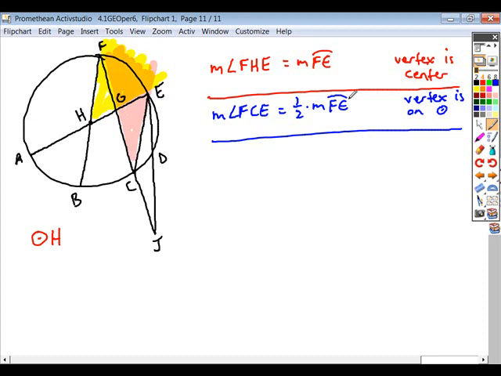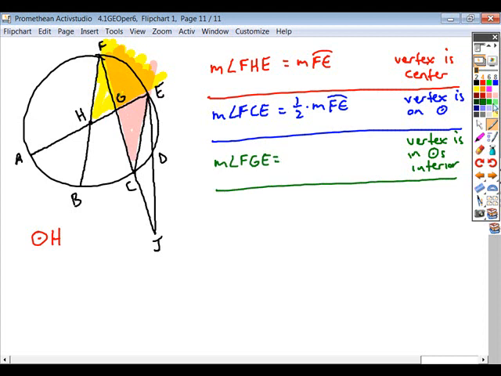Okay, there's a couple more relationships to keep in mind. The next one has to do with when the vertex is in the circle's interior. Let's see what's going to happen when your vertex is in the interior. Well, H is one example of that, but we already have a rule for it. So let's look at G. So let's find the angle FGE.